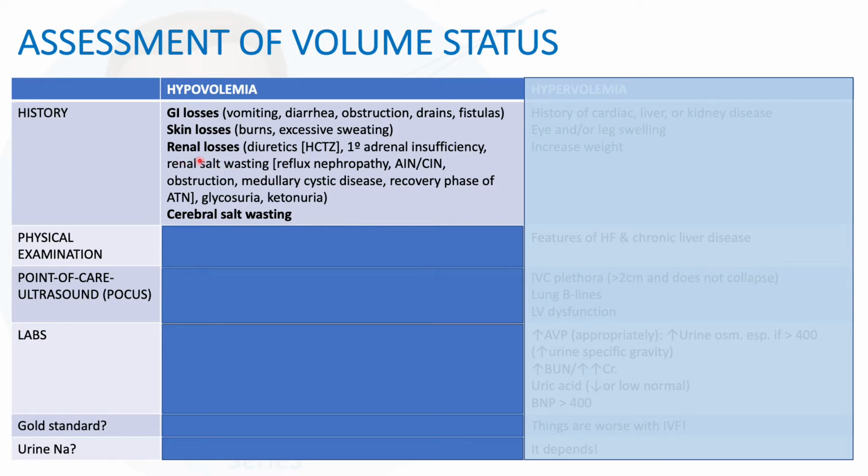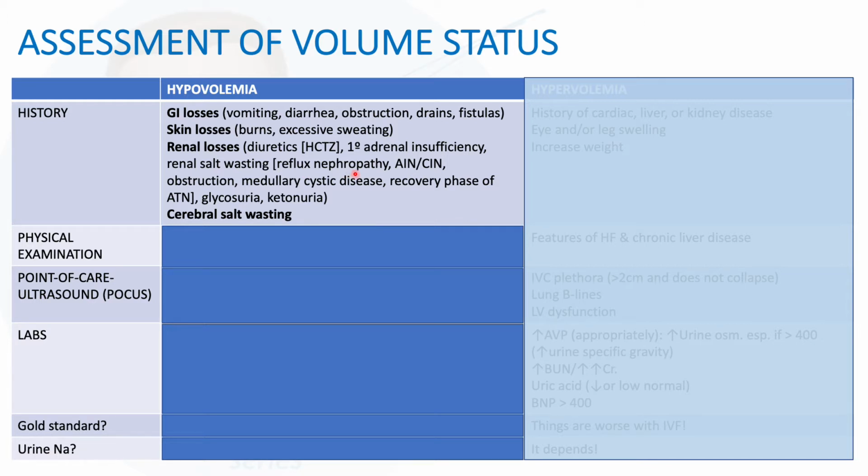Also relatively common are renal losses. So you want to take a history of whether the patient is taking diuretics, especially hydrochlorothiazide, which is actually associated with hyponatremia more than other diuretics, and we will discuss that further. And then primary adrenal insufficiency, which we'll also talk about, can usually be associated with hypovolemia due to hypocorticism.